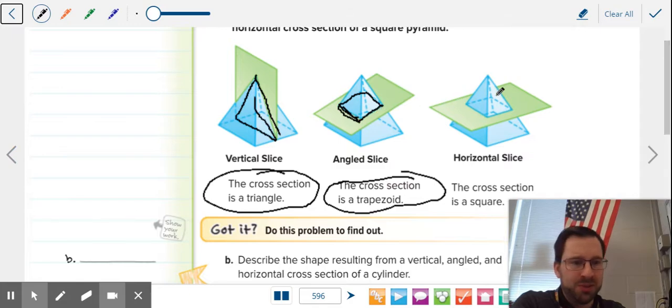Horizontal and vertical are clear to see. So the horizontal slice is the same as the top view. The vertical slice is the same as the front view. Okay, like we did the other day. But see here, you have this, and it's a square.